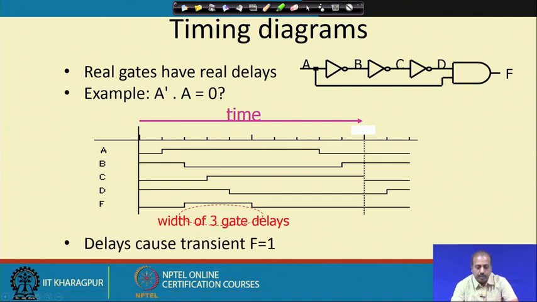So here the width of this pulse will be equal to 3 gate delays, and the delays cause a transient F equal to 1.